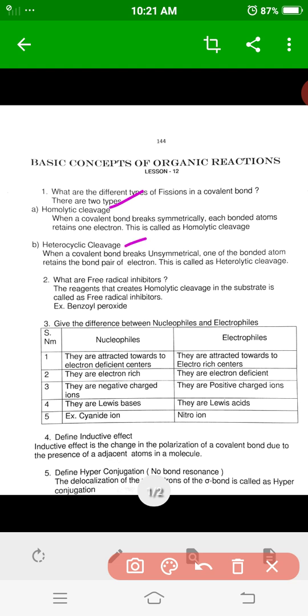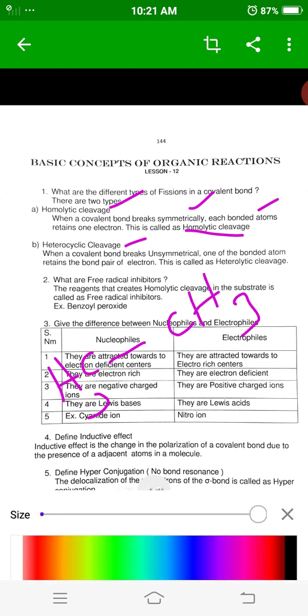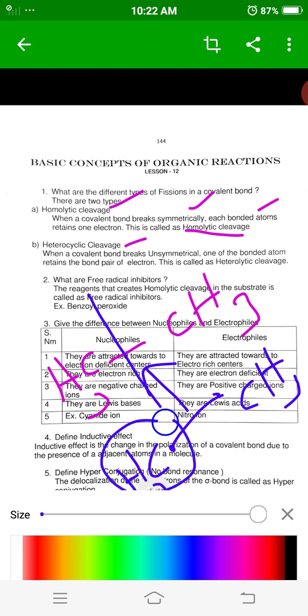The covalent bond breaks symmetrically, and each bonded atom retains one electron. This is called homolytic cleavage. Example of homolytic cleavage: CH3-CH3, the sigma bond breaks down. Each CH3 gets one electron. This bond formation is ethane; removing the two gives methyl radicals.